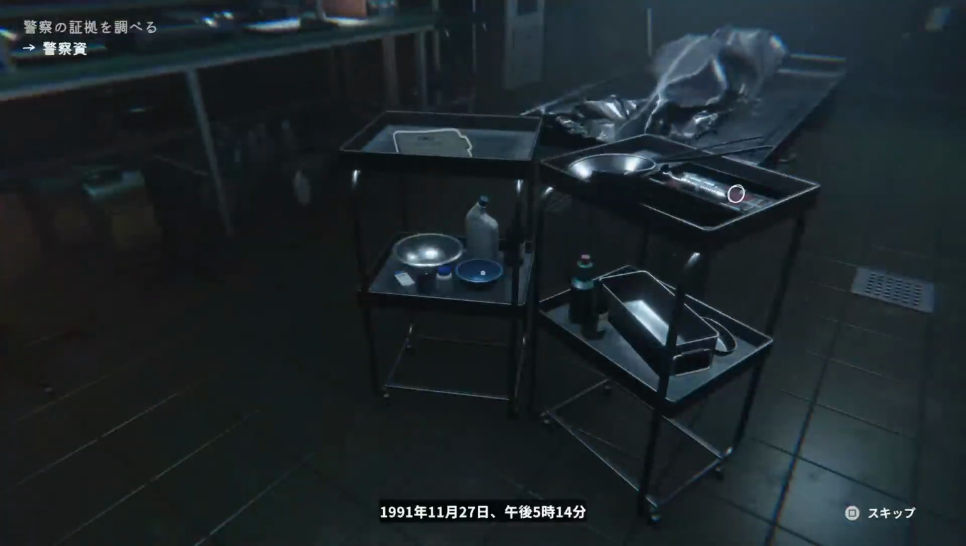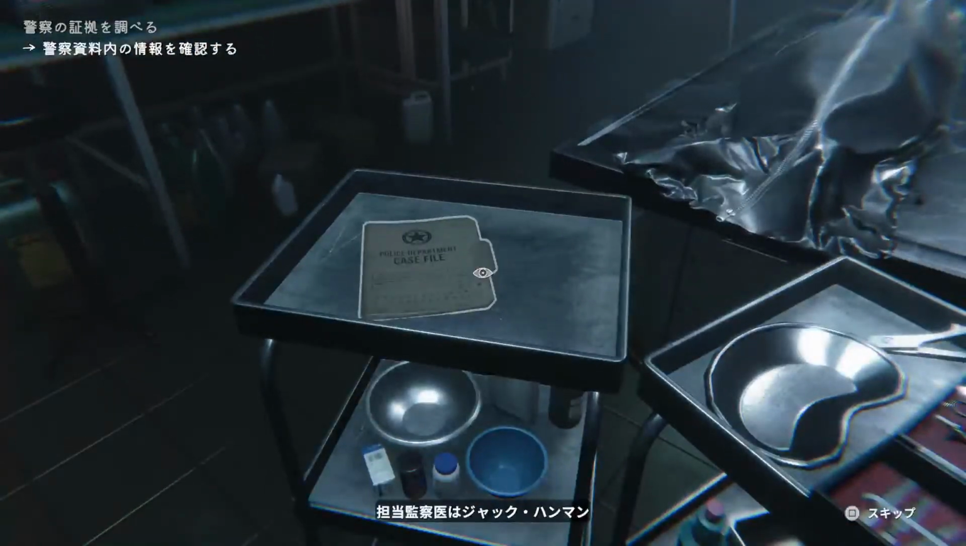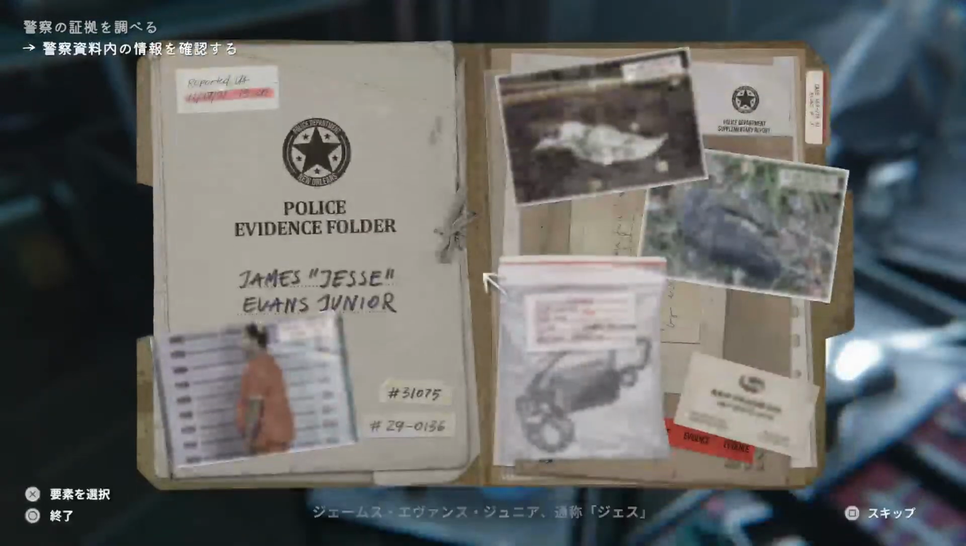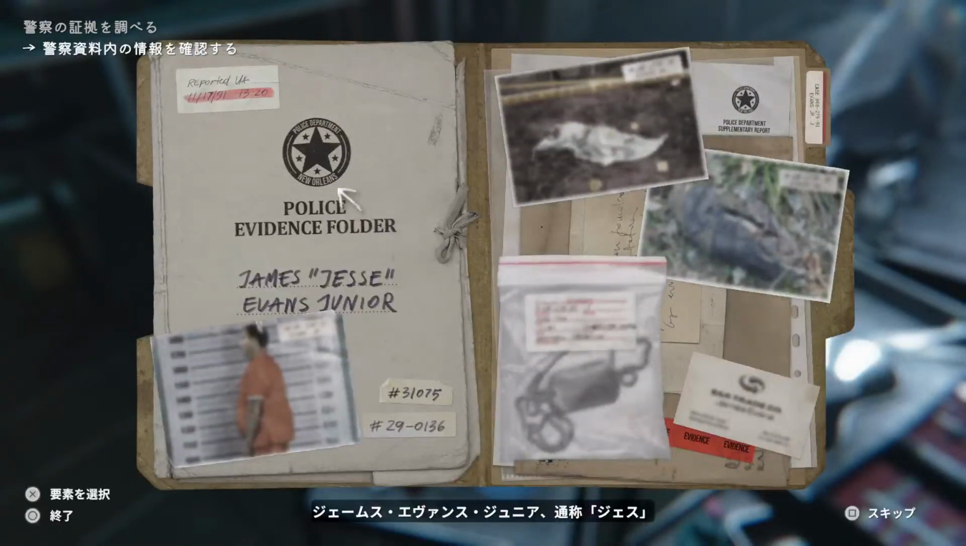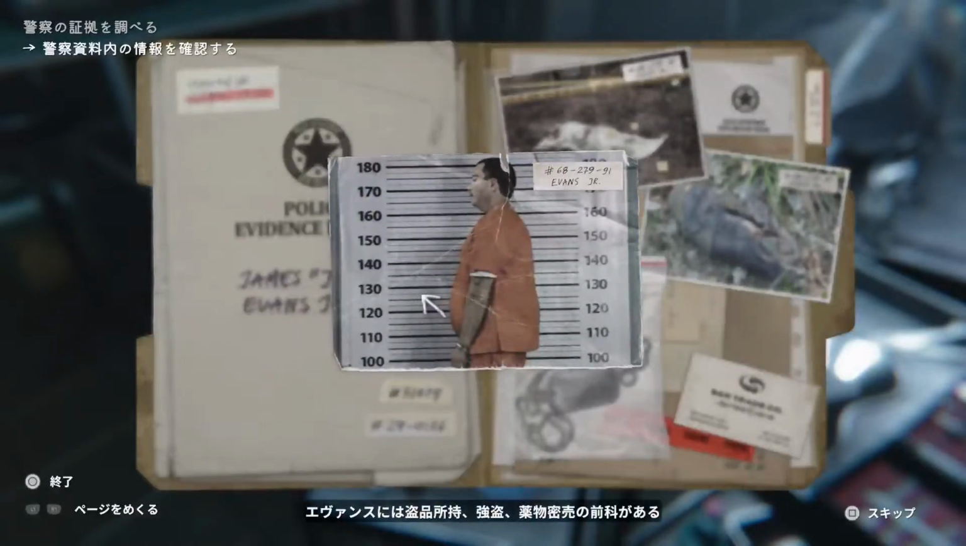November 27th, 1991. 5:14 p.m. Conducted by Dr. Jack Hanman. James Evans Jr., also known as Jesse. Age about 30. Weight 130 kilograms. Height 180 centimeters. Evans had previously been convicted of possession of stolen goods, robberies, and drug trafficking. There were also attempts to accuse him of leading a criminal group responsible for burglaries in the New Orleans area.